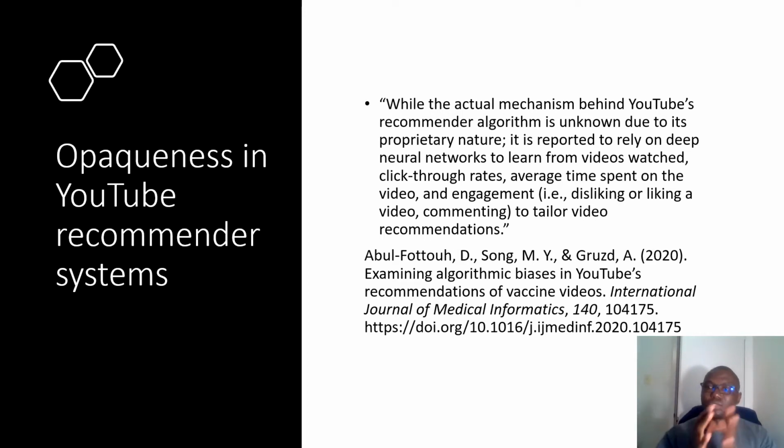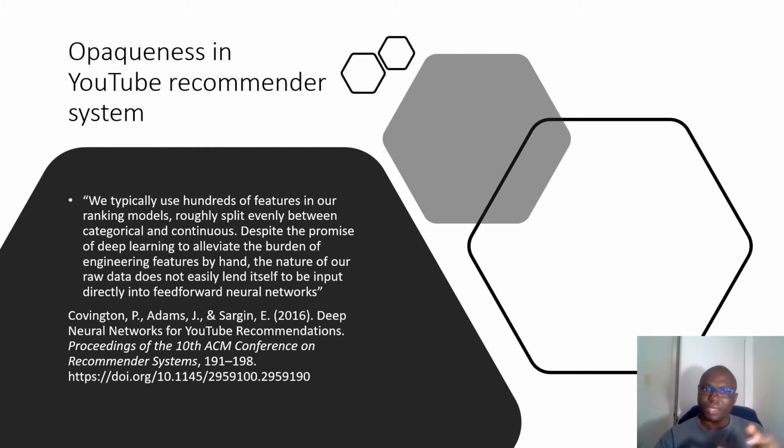And I'm going to specifically read an extract from one of the papers from scholars from Google. Covington et al., 2016 is actually one of the papers from scholars in Google Incorporation. And in this paper, it was specifically stated that we typically use hundreds of features in our ranking models, roughly split evenly between categorical and continuous data. Now, in the paper, a list was not given on what these hundreds of features are. So there is this opaqueness about these recommender systems.